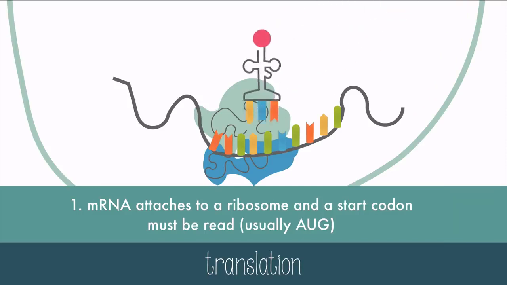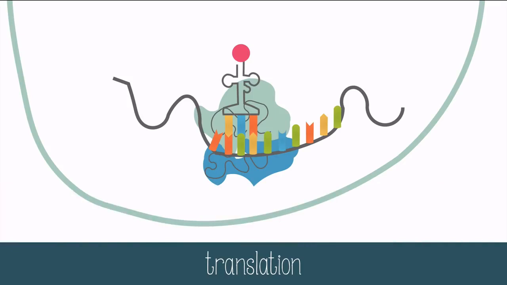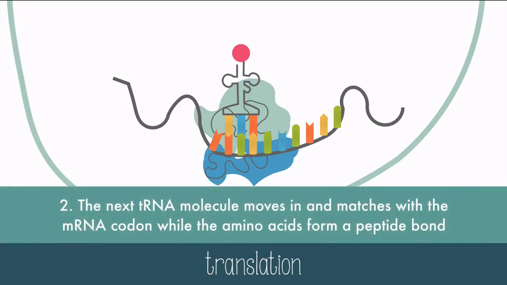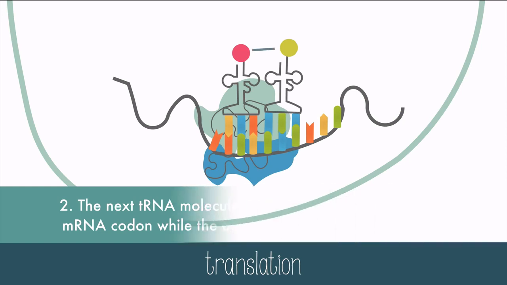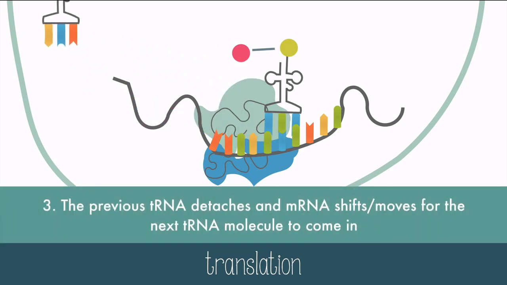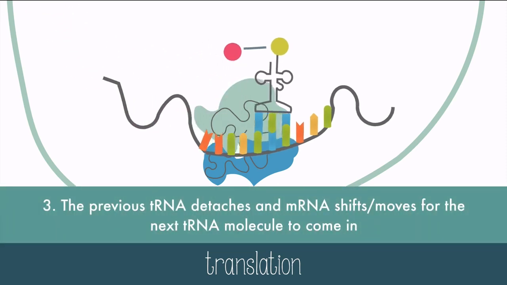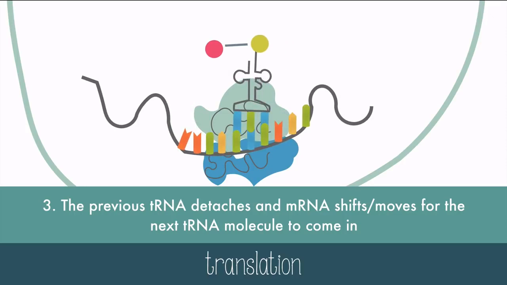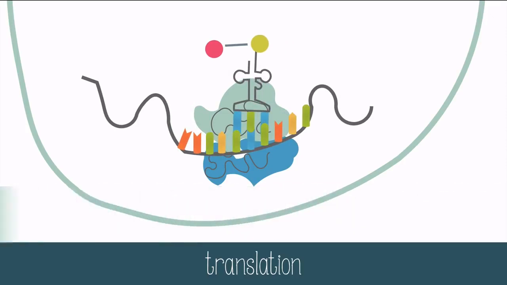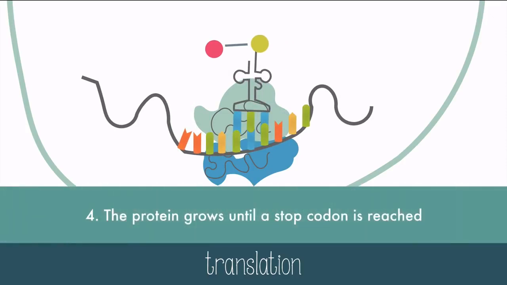The first amino acid is brought in by tRNA. The anticodon on tRNA matches up to the codon on mRNA. Then, the next tRNA molecule moves in and matches up with the mRNA codon. This time, the amino acids form a peptide bond and link together. Then, the first tRNA can detach, and the mRNA shifts through like ticker tape, and the next tRNA molecule can come in. The protein grows until a stop codon is reached.